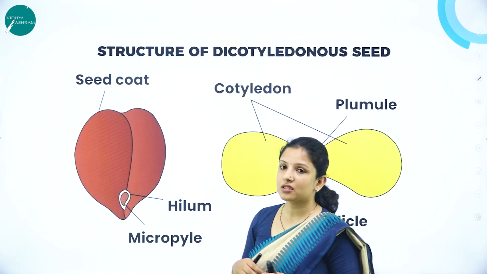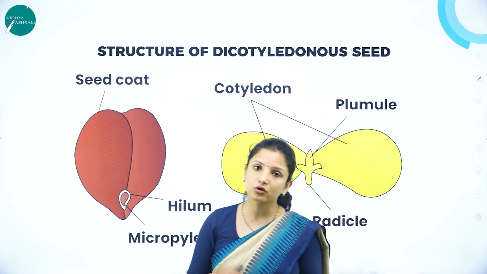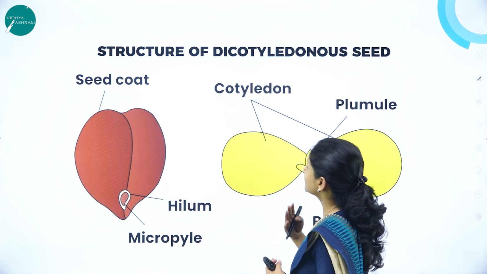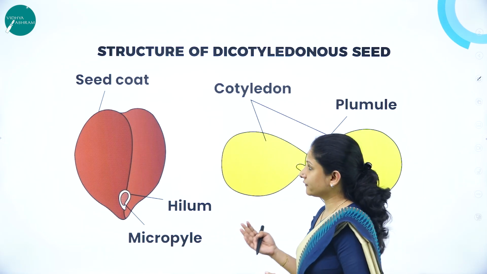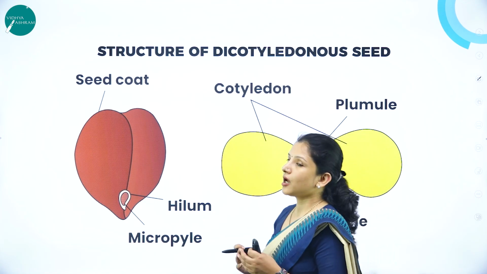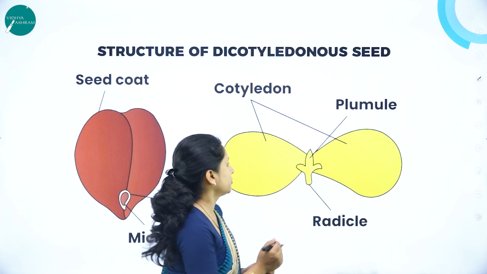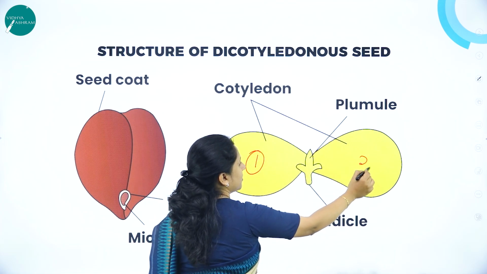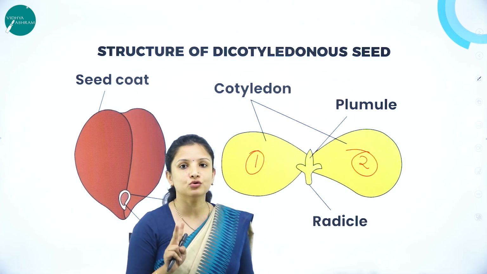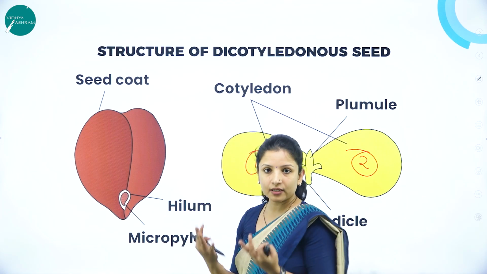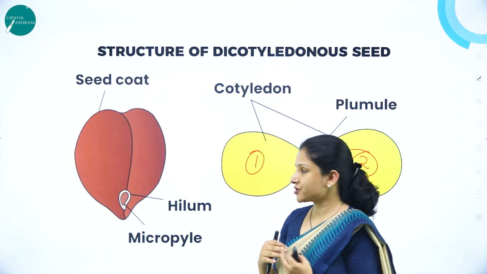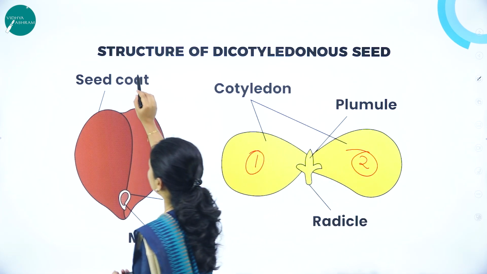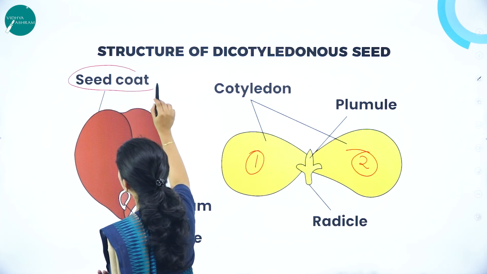So let's study in detail the structure of a monocot seed and a dicot seed. The structure of the dicot seed we'll learn first. Dicot seeds are dicotyledons, so you can split it into two, wherein this is one cotyledon and this is one more cotyledon. Therefore it has two cotyledons. Now let us look at the outer layer of the seed. The entire seed is covered by a seed coat.